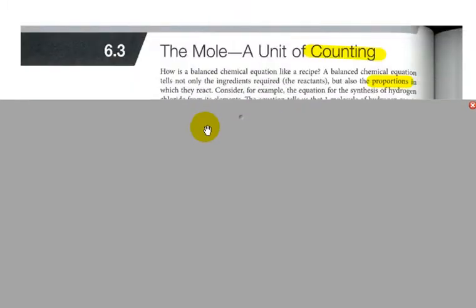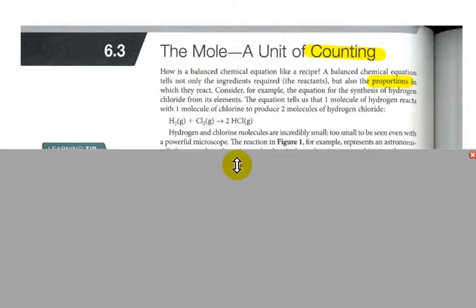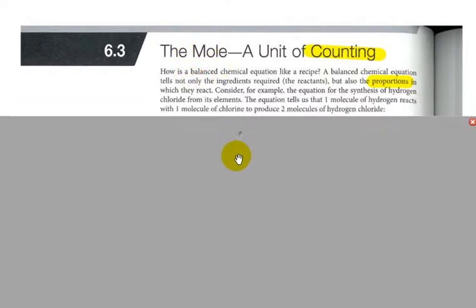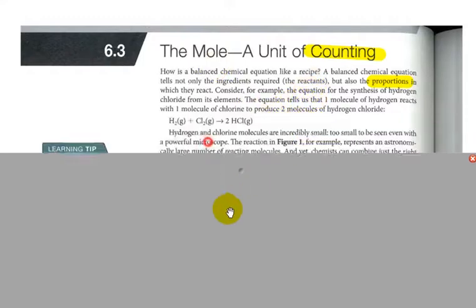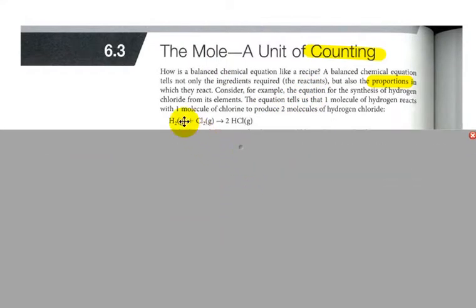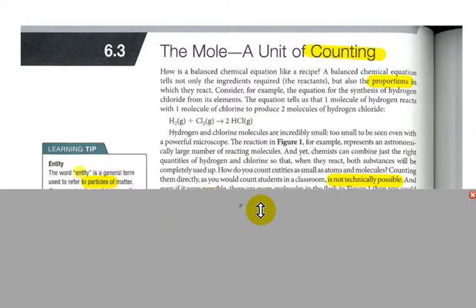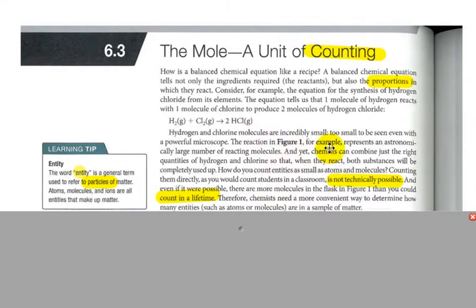So this is the beginning of FC2, and the first thing we look at here is something referred to as the mole. Before we look at what the mole is, we need to look at a few other things first. For example, how molecules, atoms, etc. come together. We look at the proportions in which they act. For example, one molecule of hydrogen and one molecule of chlorine could come together to make two molecules of hydrochloric acid. They're incredibly small, too small to see.